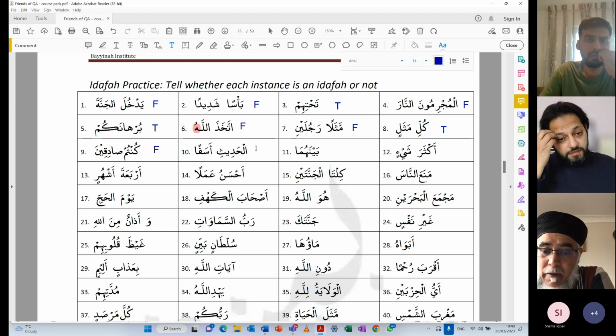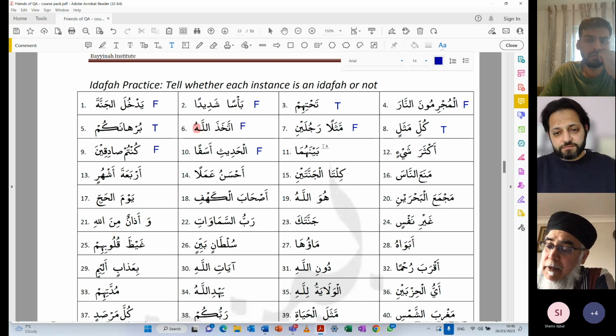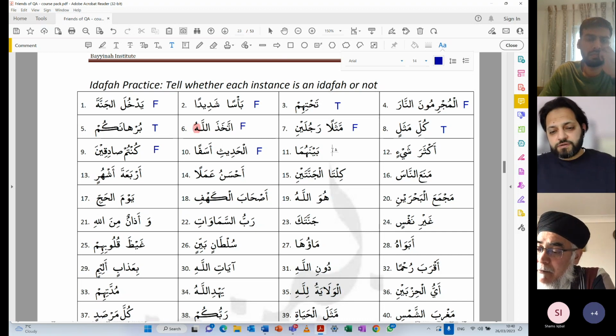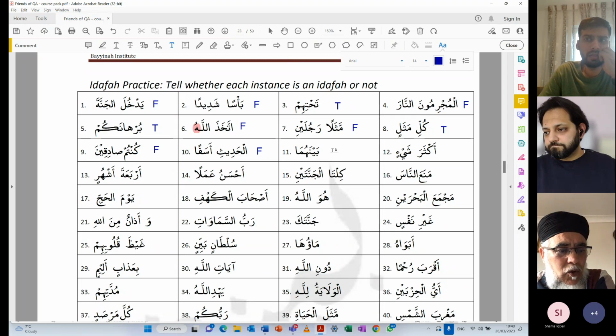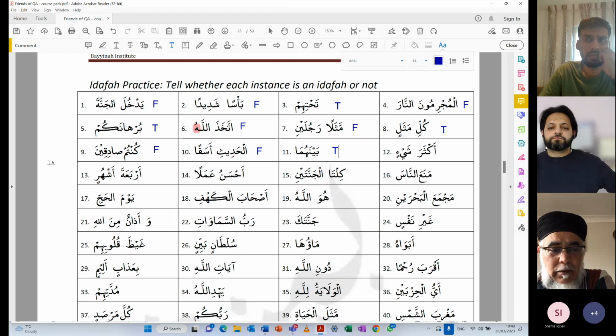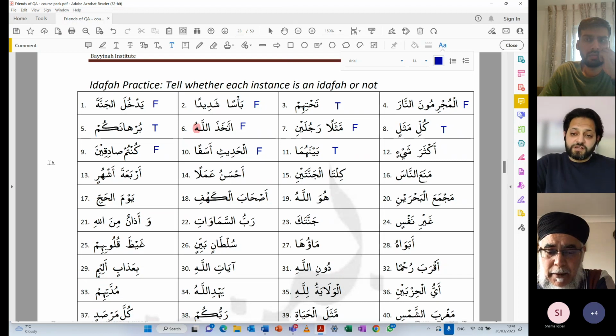This should be quick. Al hadisi asafan. False. And because of an al, right? Bainahuma. Idafah, true. What type? Attached pronoun. And what is baina? Special mudaf. Nothing special. Special mudaf. This is both, right?